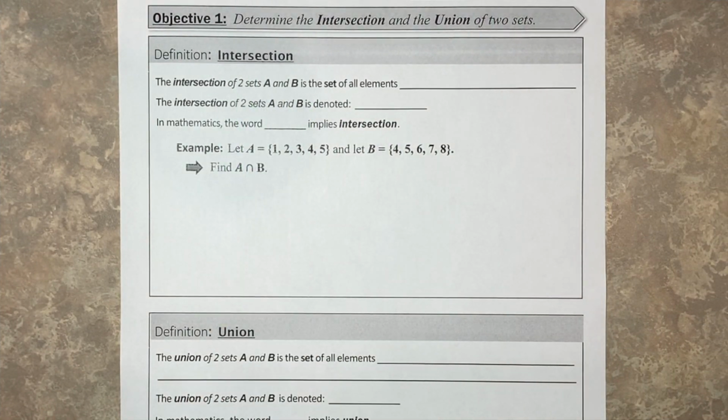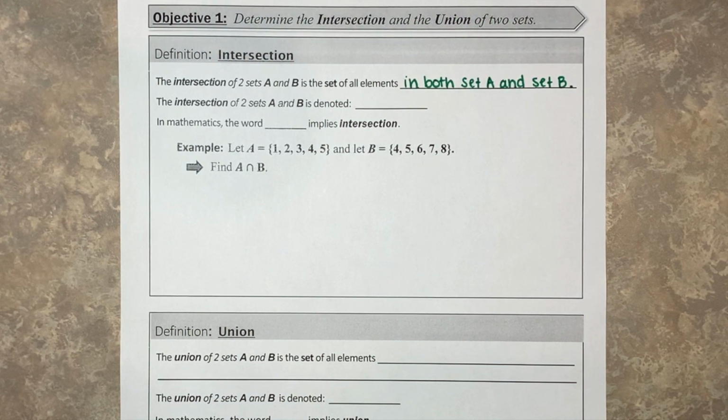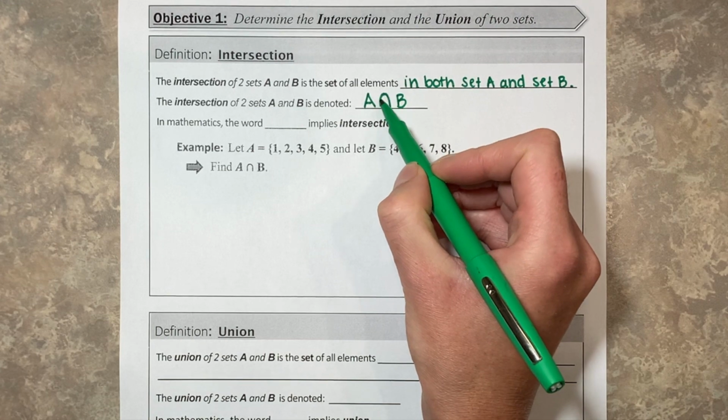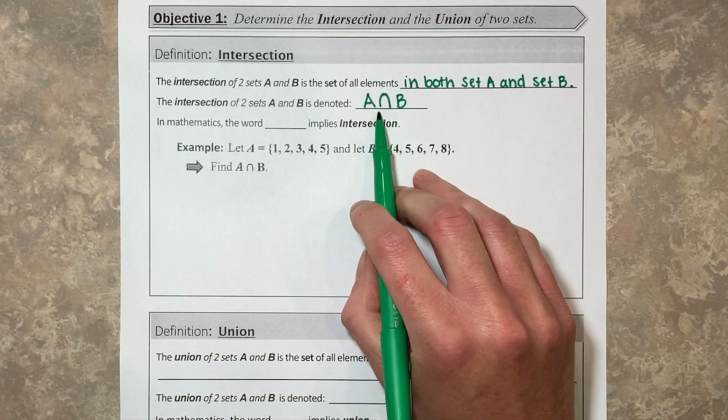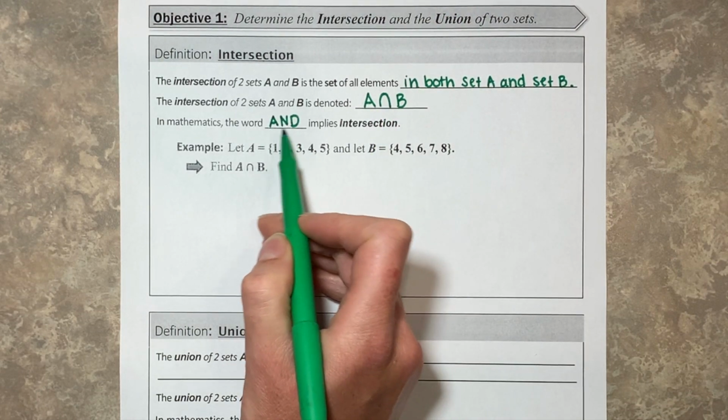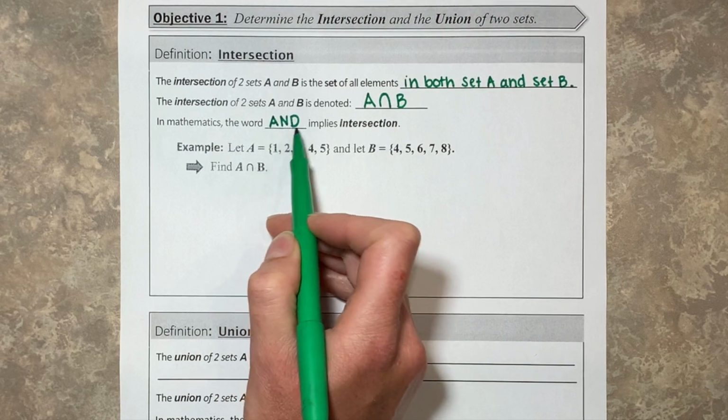The intersection of two sets A and B is the set of all elements in both set A and set B. The intersection of two sets A and B is denoted using this symbol here. This symbol that looks like an upside down U means intersection. In addition to using this symbol to mean intersection, the word "and" also implies intersection in mathematics.